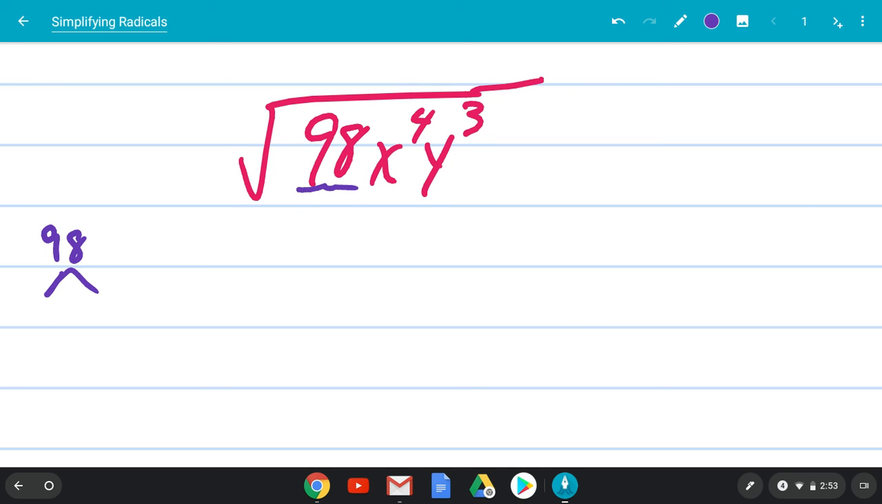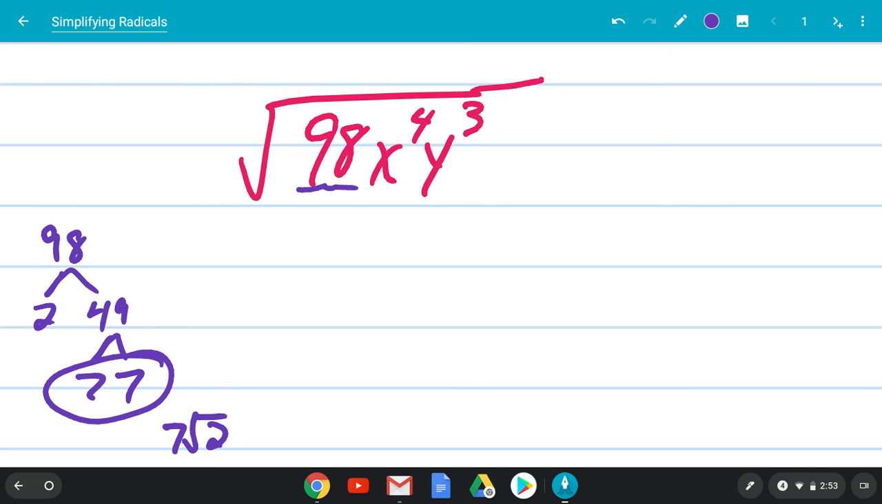I know it's even, so 2 goes in. 2 goes in 49 times. Well, 49 breaks apart to be 7 times 7. There we go. That's 7s together. So just factoring and simplifying the radical of 98, I'm going to have 7 times the square root of 2. Oh, that was good. Now the square root of x to the 4th, that one's an easy one because it's even. So it'll be x squared.